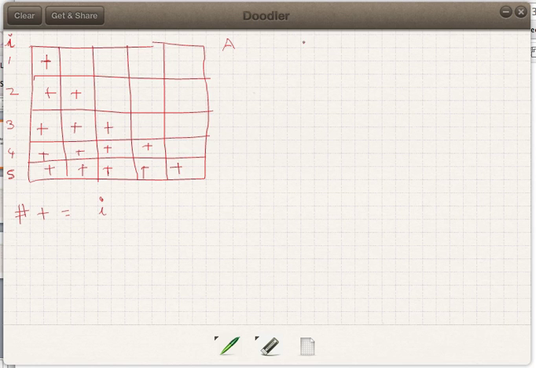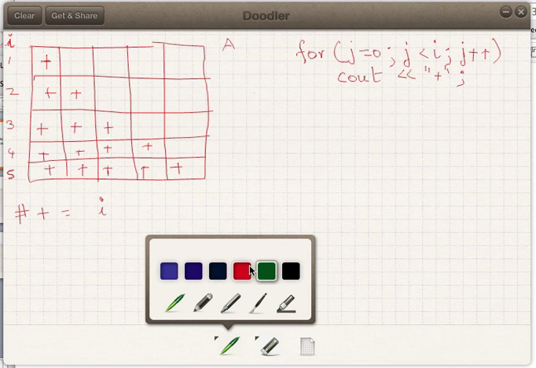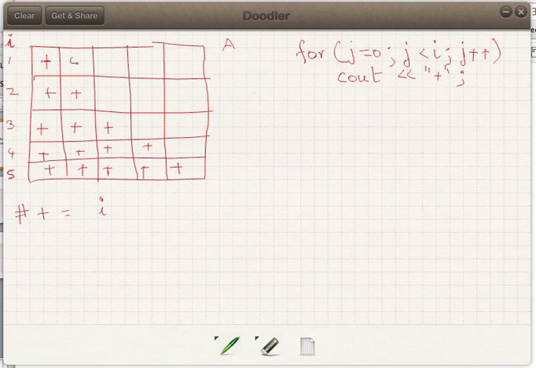So how do we write a for loop for that? J equal to 0, j less than I, j plus plus, right? So cout plus. So this will take care of my pluses on column A. Now followed by the number of spaces, right? I'm going to represent spaces as a 0 maybe.